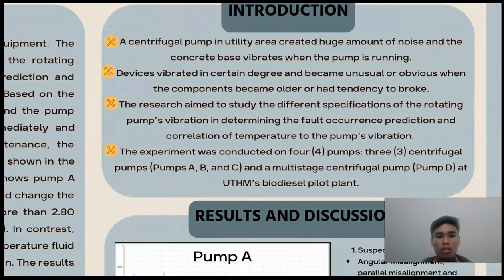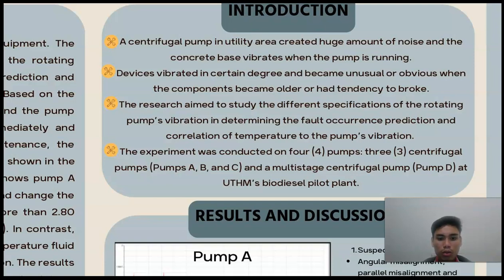For the introduction part, a centrifugal pump in utility area creates huge amount of noise and the concrete base vibrates when the pump is running. The device vibrates in certain degree and became unusual or obvious when the components become older or had tendency to break. The research aimed to study the different specification of rotating pump vibration in determining the fault occurrence prediction and correlation of temperature to the pump's vibration.